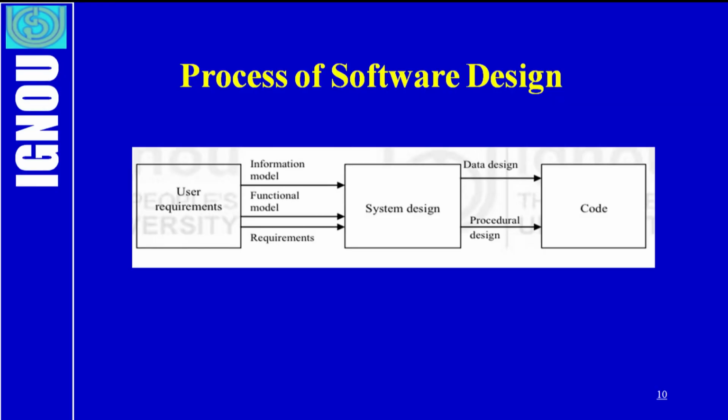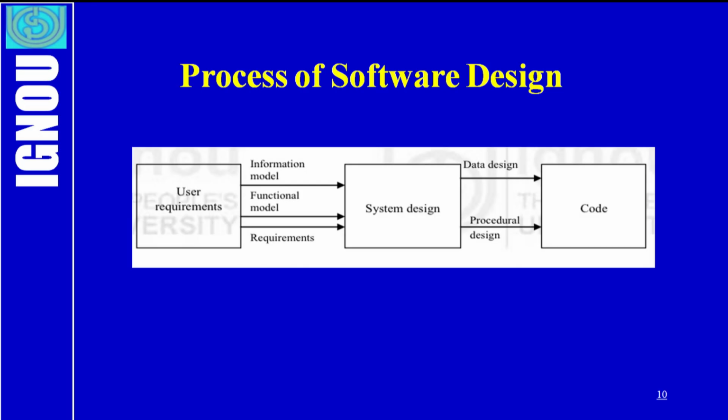So these are the different components that are part of the software design related to a mobile banking app. Now, how do you really do a software design? Here this particular diagram shows you how the software design is done. Basically three things you see in the diagram. One is user requirements, the other is system design, and the final one is code. As part of the user requirements, you get the information model, functional model, and some requirements.